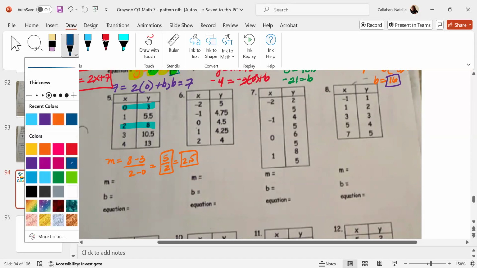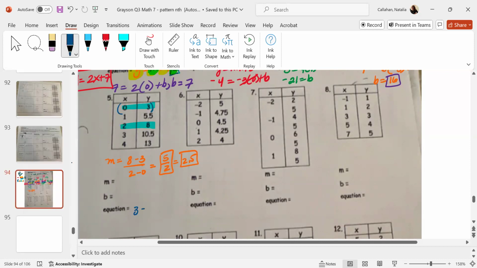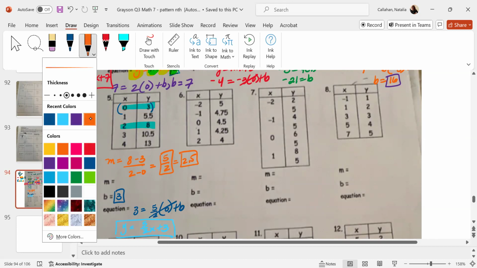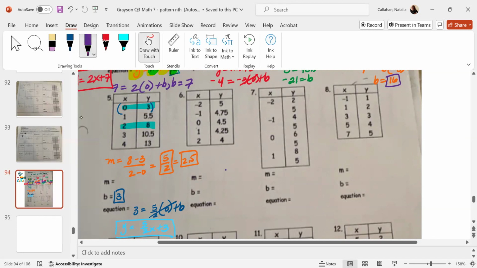So then from here, your equation is, I'm going to use 0 and 3. So 3 equals 5 over 2, use that as an improper fraction, times 0 plus b. Because guess what? That part cancels. So then b is equal to 3, right? And the equation is really easy because just y equals 5 over 2x plus 3. Yes?